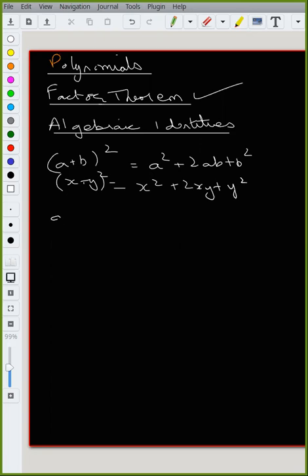Then we have, let's take it with x only. x minus y the whole thing squared. Arpita? Yes, sir. x minus y the whole thing squared. Sir, x square minus 2xy, sorry, and then plus y square. Right? Okay. What about x squared minus y squared?